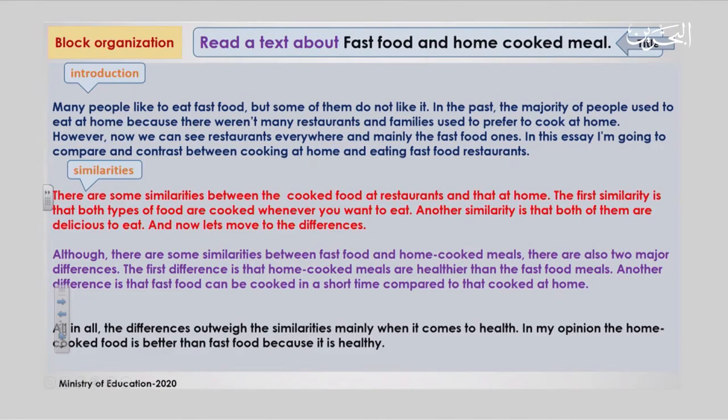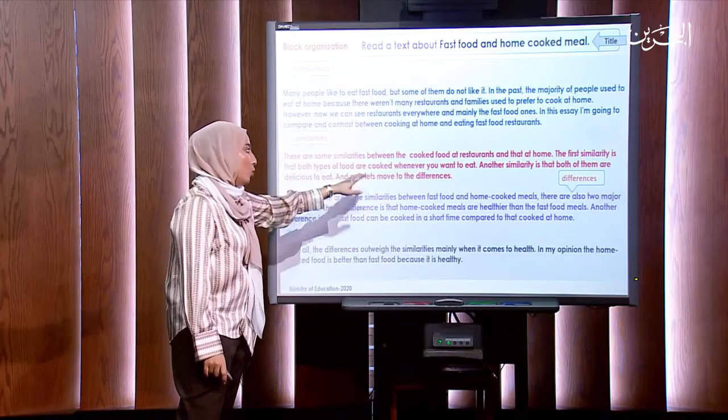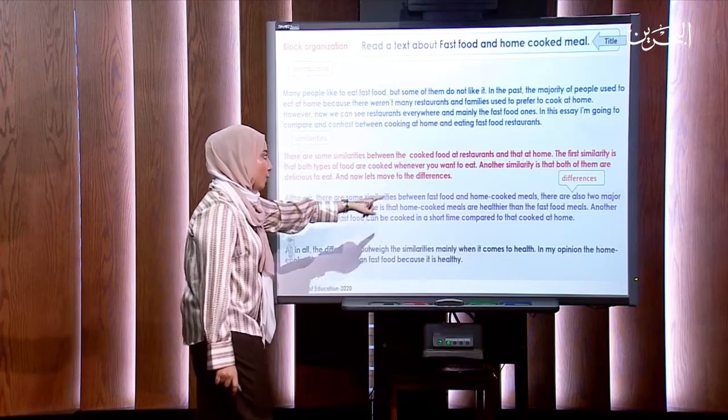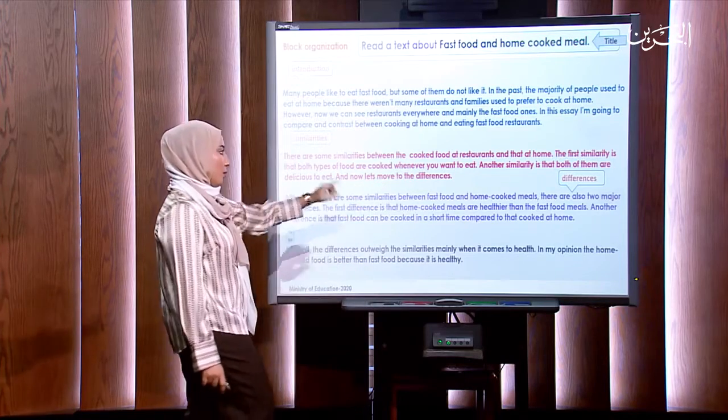Although there are some similarities between fast food and home-cooked meals, there are also two major differences. The first difference is that home-cooked meals are healthier than the fast food meals. Another difference is that fast food can be cooked in a short time compared to that cooked at home. The differences. I mentioned here while moving the transition, I said differences, and again I stated it here.